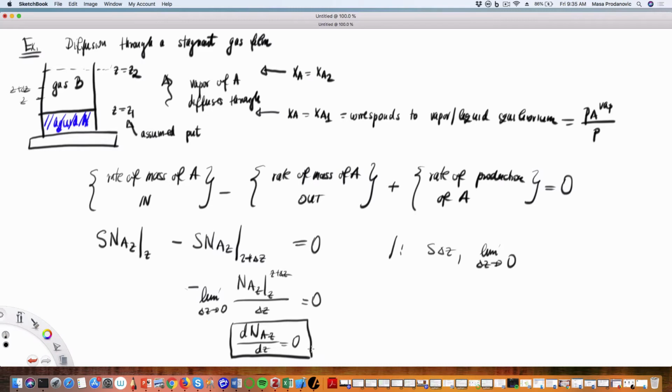So this is all nice, except that I'm never solving for NA. It's a very simple equation in terms of NA. But that's not what my boundary conditions are, so that's not what I'm solving for. I might want to know it at the end, but I can't solve for it because I don't have boundary conditions for this. So let's write down what this is by definition.